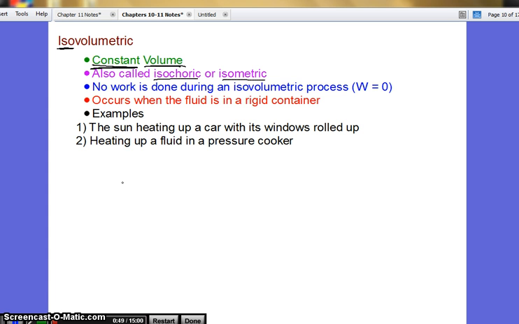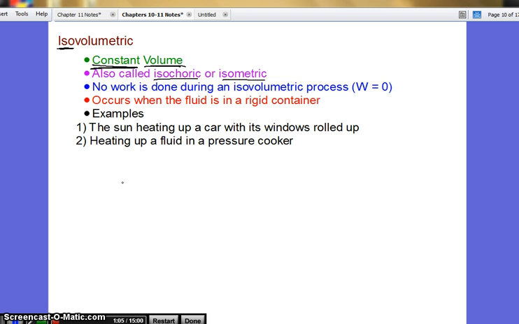Probably the most common out of all these phrases is actually isochoric, but our textbook uses isovolumetric. Kind of like isovolumetric because it's a little easier to figure out. Iso is constant and volumetric makes more sense than choric in this case.